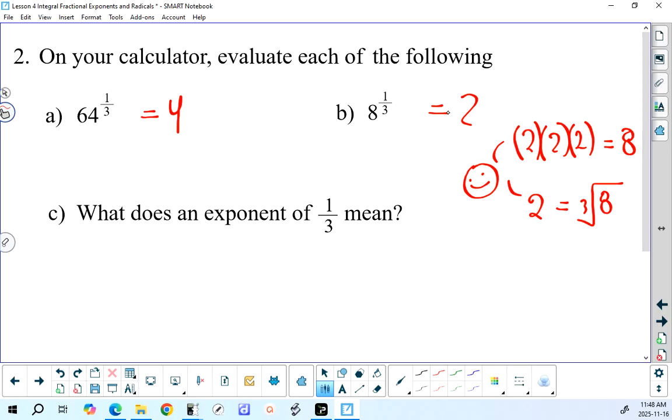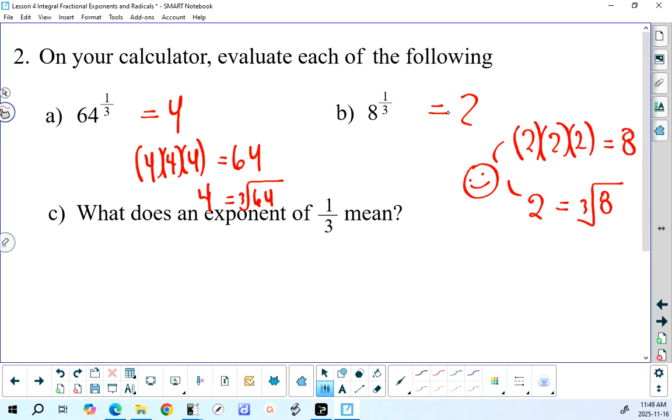Let's see if that's true over here. If I take 4 and I multiply it by itself 3 times, does it give me 64? Well, 4 times 4 is 16. You can use your calculator, but 4 times 4 is 16. 16 times 4 is in fact equal to 64. So what we're discovering here is that 4 is the cube root of 64.